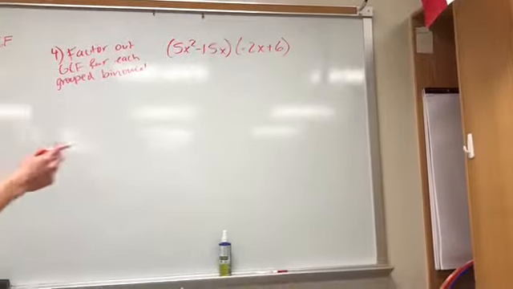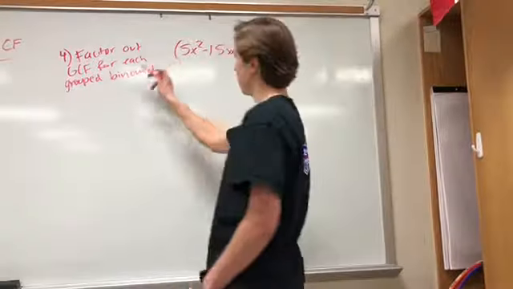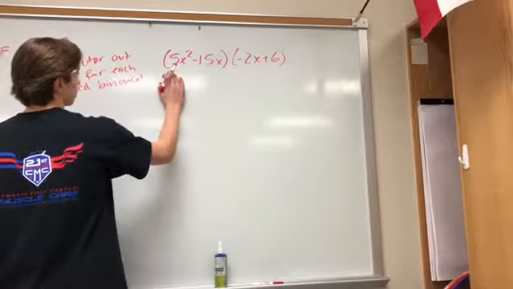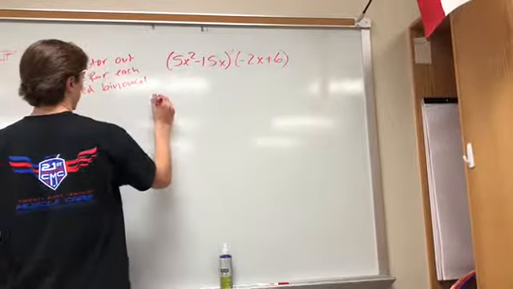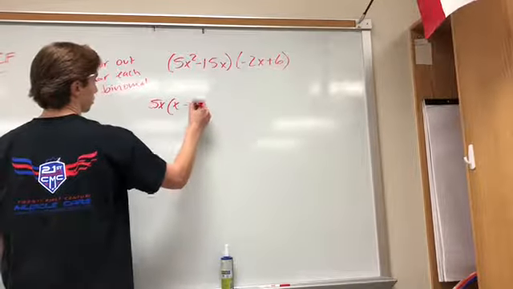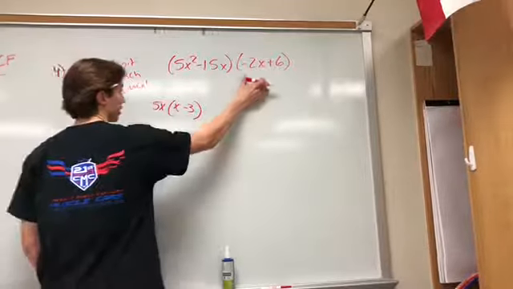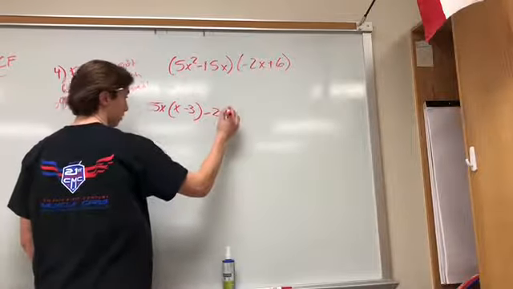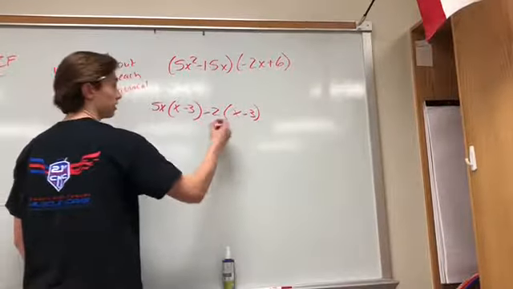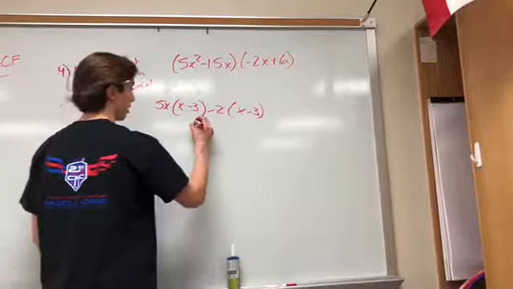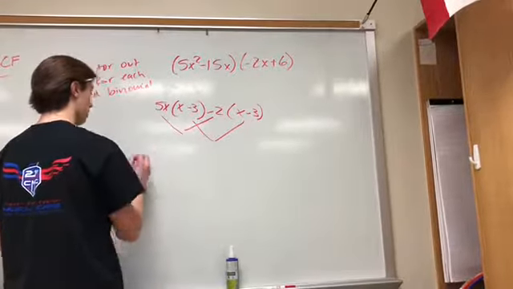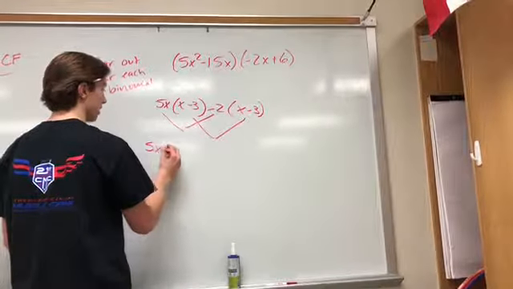As we gather the information from the third step, we can now factor out the GCF for each group binomial. So, the GCF for this group would be 5x, leaving us with x minus 3. The GCF from this group would be negative 2, leaving us with x minus 3 again. Now, since these match, we knew we did something right. So those go together, and these go together, making our final answer 5x minus 2 and x minus 3.